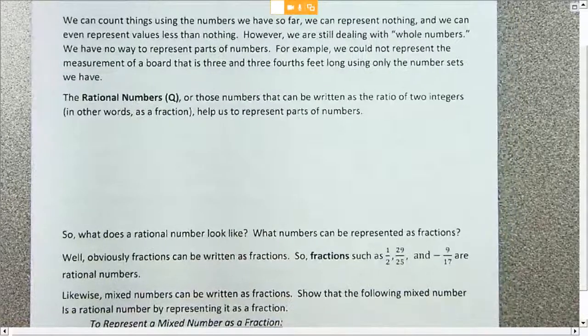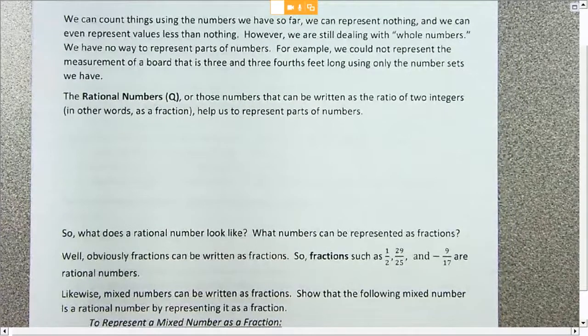So we can count things now, and we can represent nothing. We can even represent values that are less than nothing, so like below 0 if you have a negative balance at the bank. So we can represent all of those. But we're still dealing with whole numbers. We have no way to represent parts of numbers using the number systems that we have just talked about. So for example, I couldn't measure a board that is 3 3/4 feet long using only the number sets I have. So I have to introduce another number set in order to get parts of numbers.